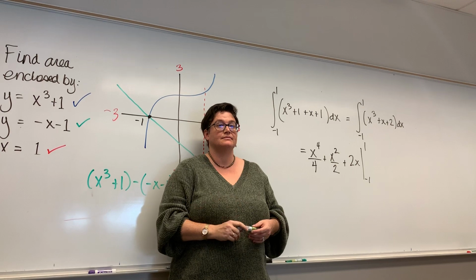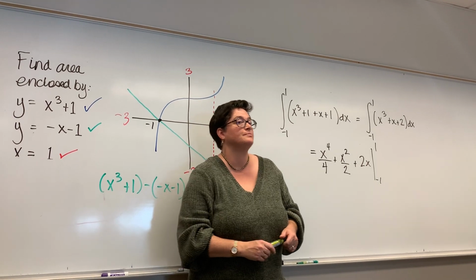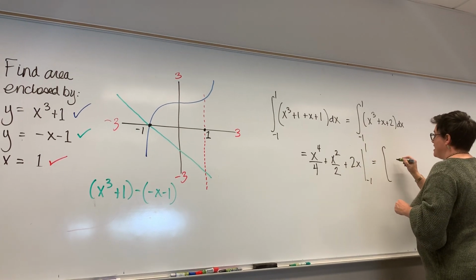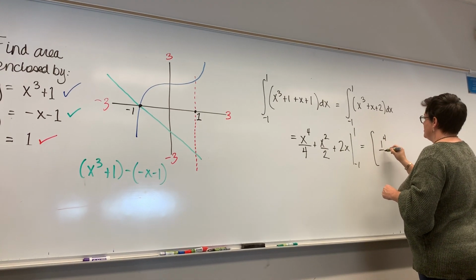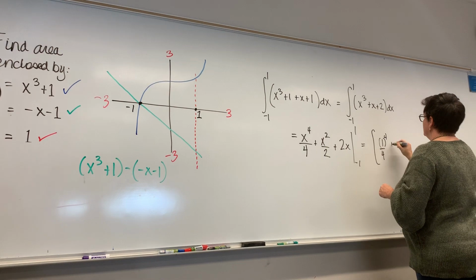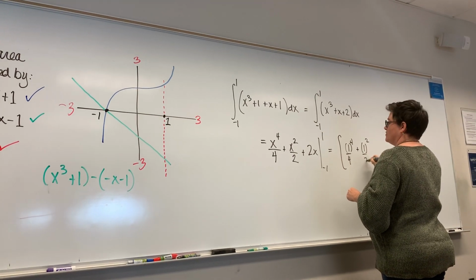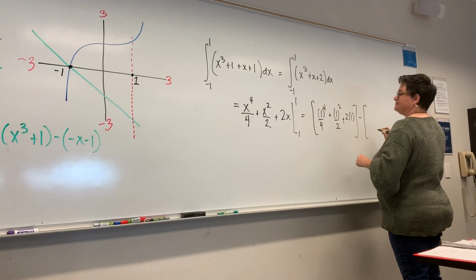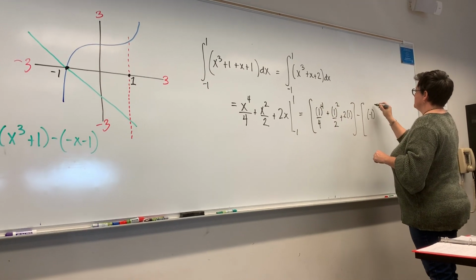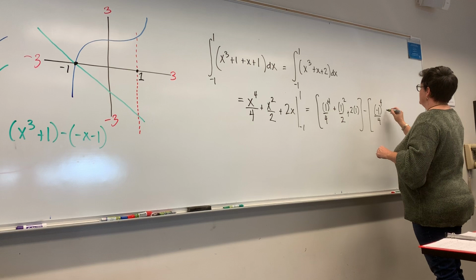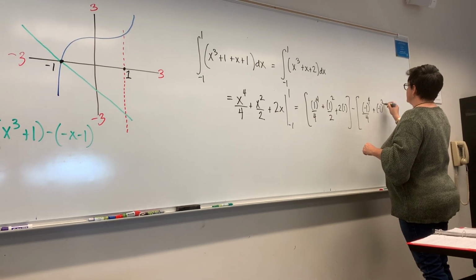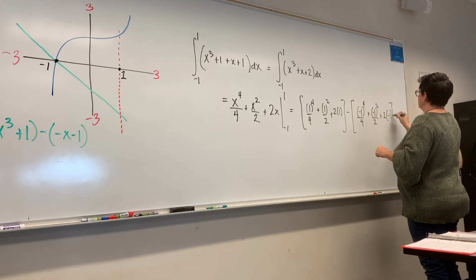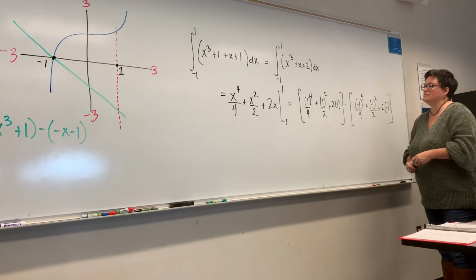Watch your signs. Okay? Watch them. So I have 1 to the 4th over 4 plus 1 squared over 2 plus 2 times 1 minus -1 to the 4th over 4 plus -1 squared over 2 plus 2 times -1. All right, guys.